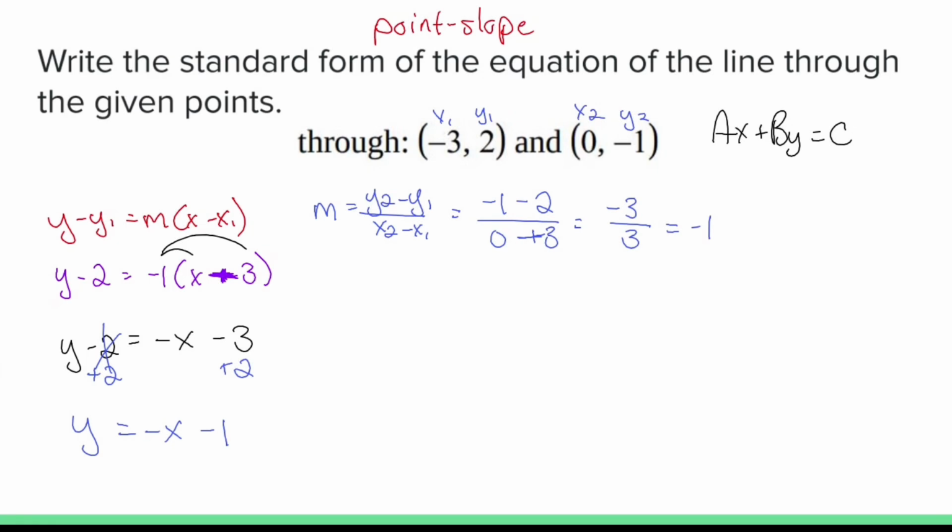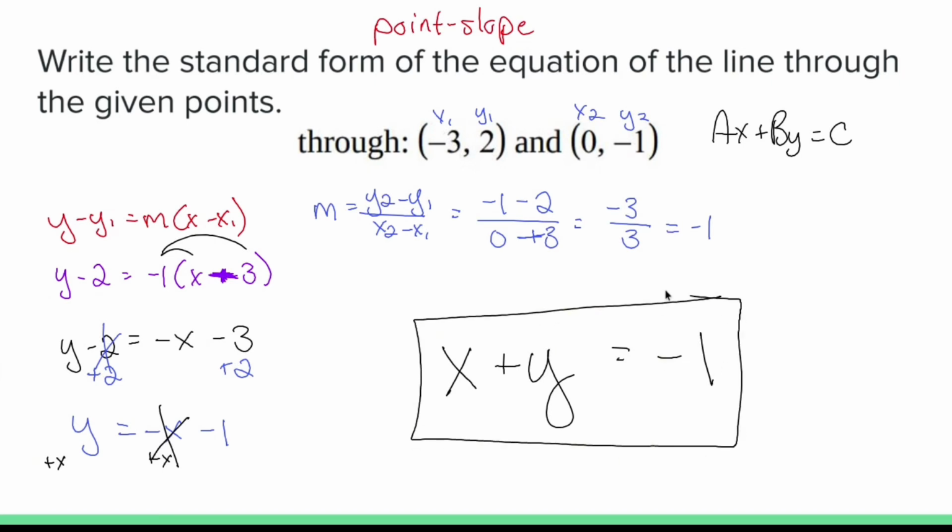And let's add x to both sides. Add x to both sides, cross it out. A positive x and a positive y is going to give me x plus y on the left equals negative 1 on the right. So technically, that's standard form. Is it pretty? Nah. But is it legal? Sure.